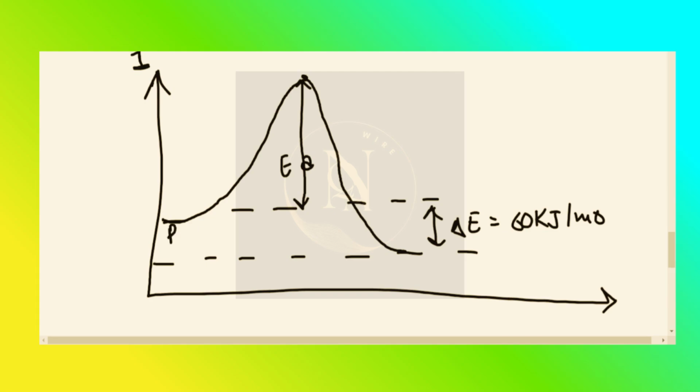Here the initials are reactants. This is potential energy, and this is the reaction progress. And finally, we have products.